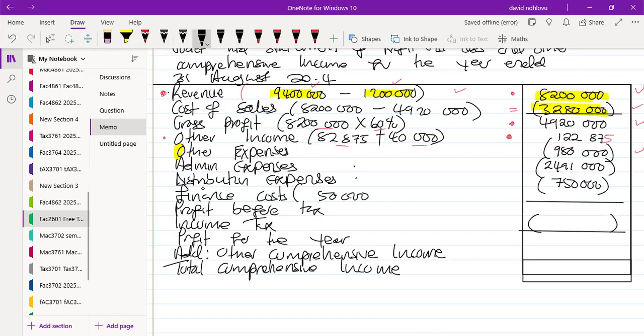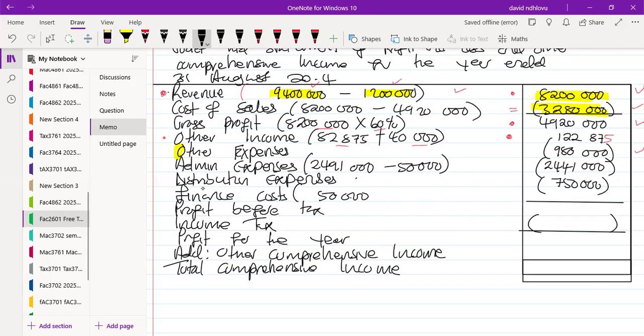So that figure of 2,491,000 contains the finance cost, which must be shown separately. So if I now say 2,491 minus 50, that should be 2,441. So we need to make an adjustment here. Any question, good people, on that adjustment? Are we understanding it? Yes, understanding.